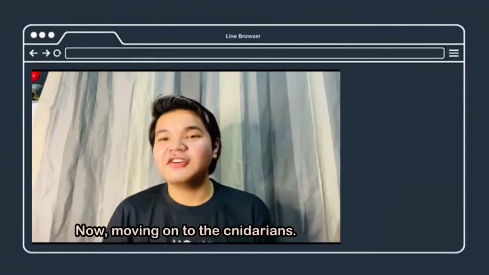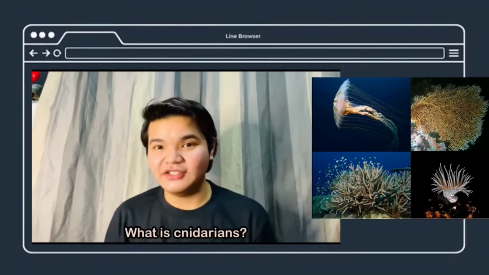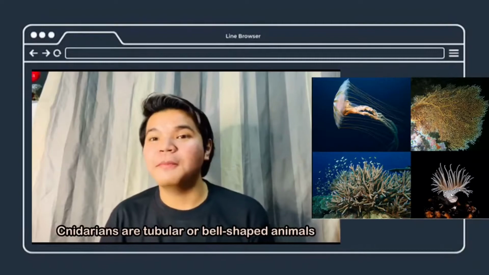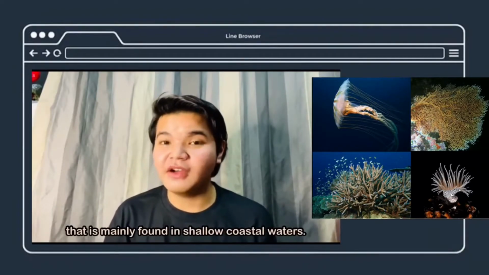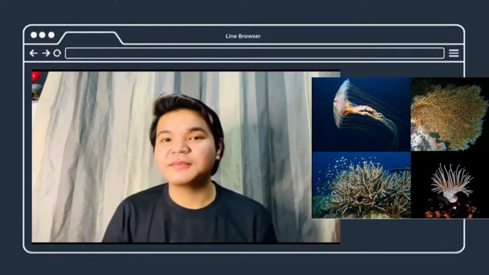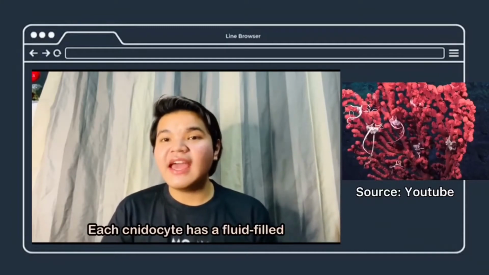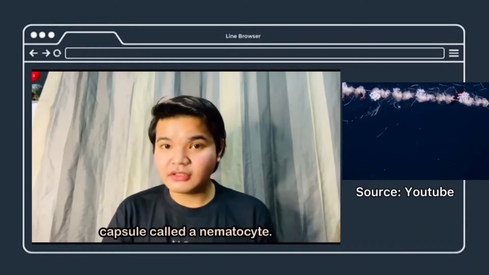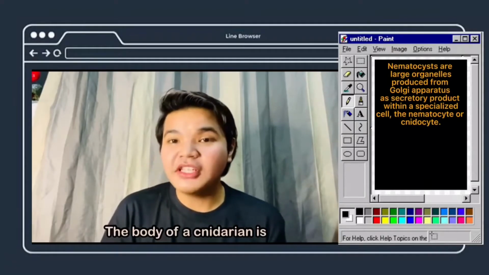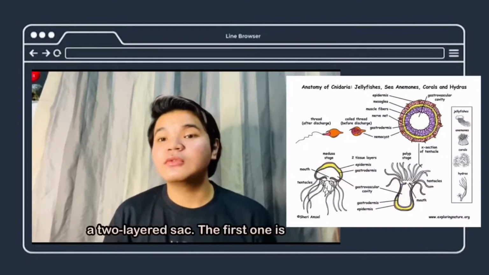Okay, now moving on to the cnidarians. What are cnidarians? Cnidarians are tubular or bell-shaped animals that are mainly found in shallow coastal water. Each cnidocyte has a fluid-filled capsule called a nematocyst. The body of cnidarians is two-layered.